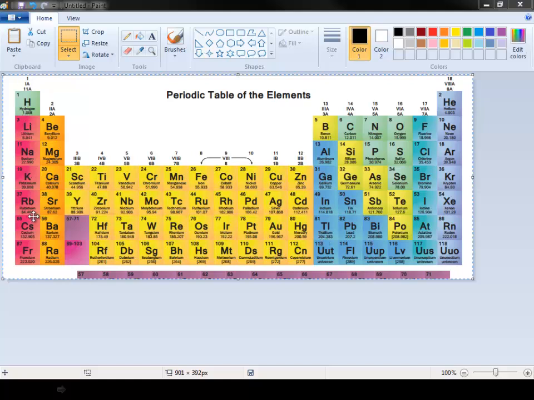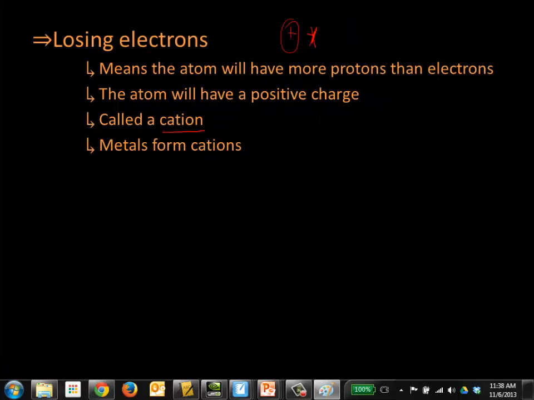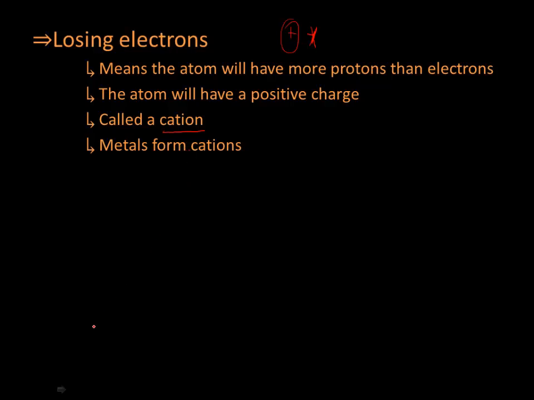Well, these are going to have 1 outer electron, 2 outer electrons, and 3 outer electrons. The easiest way for this thing to get down to a full energy level is actually for it to lose those. So metals form cations, they lose their outer electrons and gain a positive charge. Okay? So when we're drawing an electron dot diagram for a cation, it looks a little bit different than when we draw the electron dot diagram for just the atom.